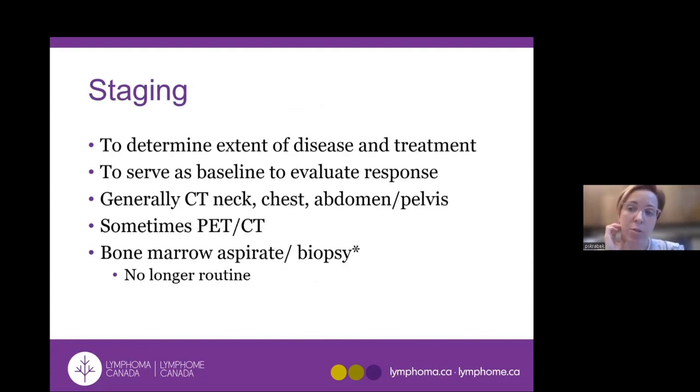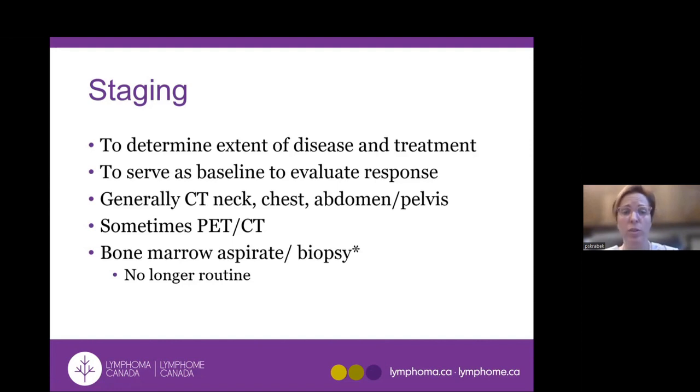So when we stage follicular lymphoma, it's fairly similar to how we stage other lymphomas. The goal of staging really is to determine the extent of disease, and that does help us guide our treatment approach. It serves as a baseline for evaluating response. And so that's another reason that complete staging is very important.